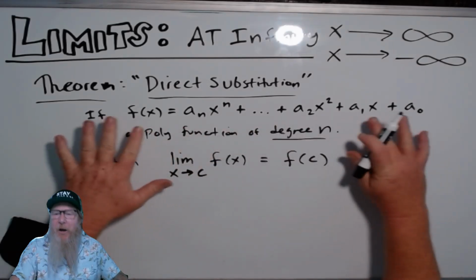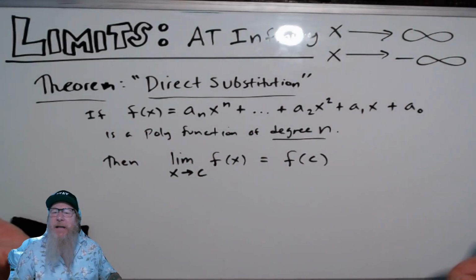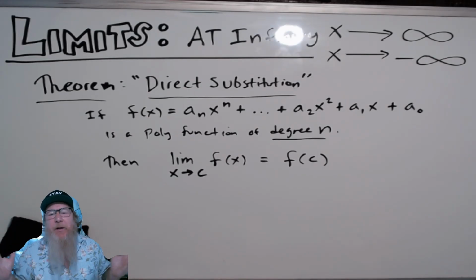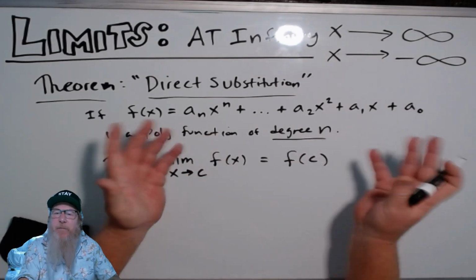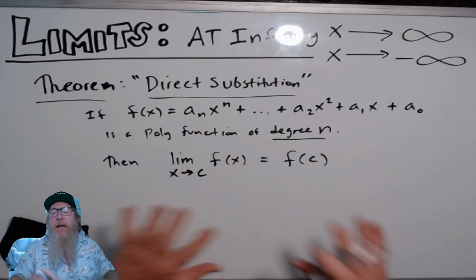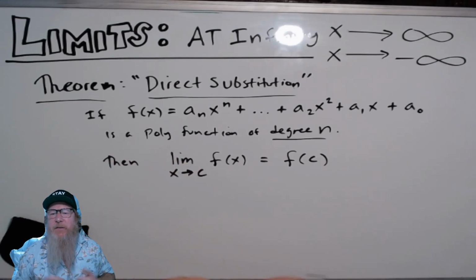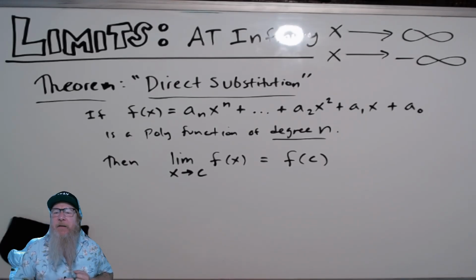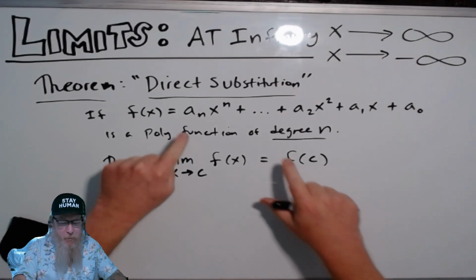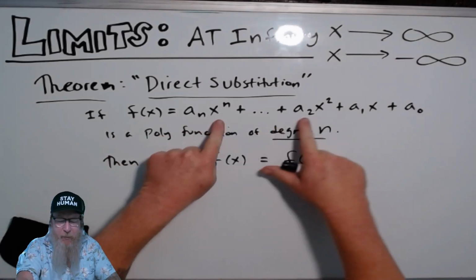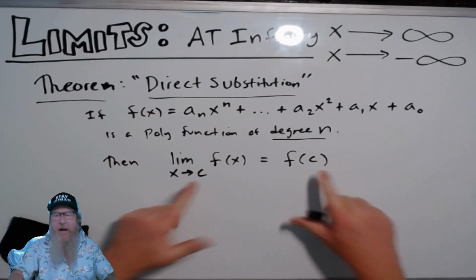A polynomial has infinite domain. You can plug in any number you like. You're never going to have division by zero with a polynomial. You're never going to have to worry about square rooting a negative number or anything like that. We call it a well-behaved function. Then if you want to take its limit, you just plug in, everywhere there's an x, whatever the value of c is.